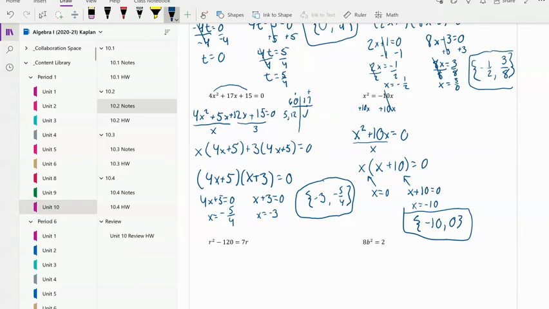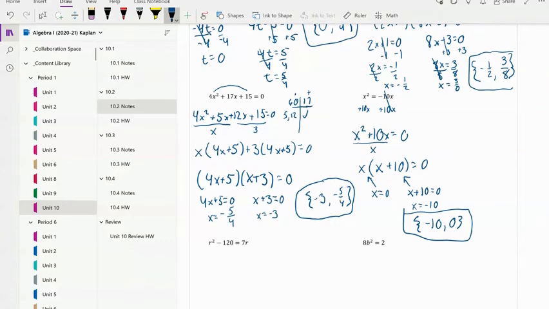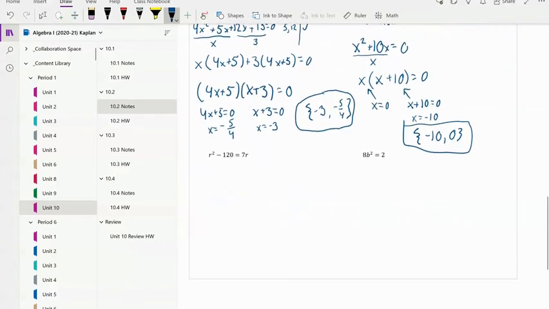Okay, so let's wrap up our last couple examples here. And away we go. Last two. We've got r squared minus 120 equals 7r. Okay, so again, notice this is not set equal to 0, right? So we've got to start by subtracting the 7r.